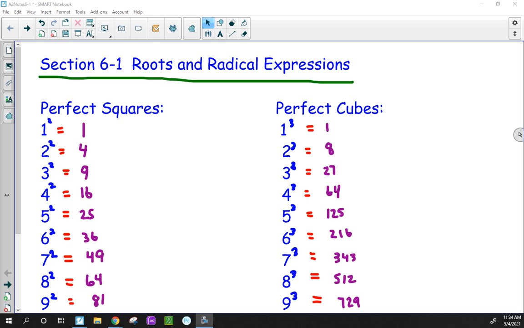Algebra 2. Today we're going to start the last unit on radicals, and it's section 6.1 in your textbook. Roots is another word for radical, roots and radical expressions.